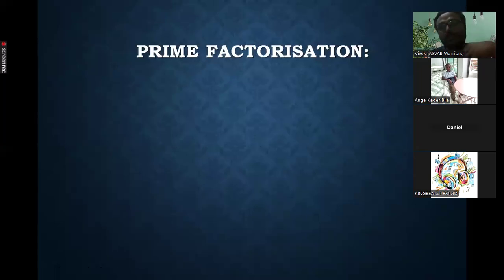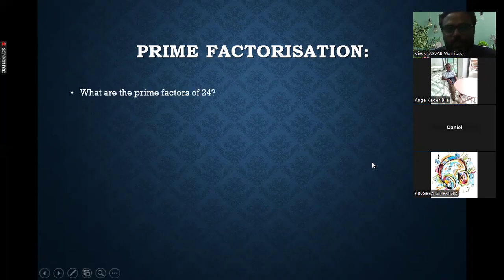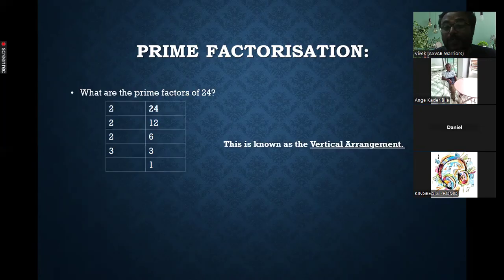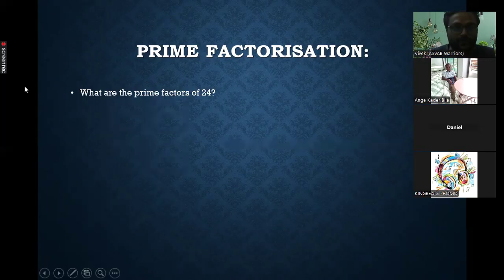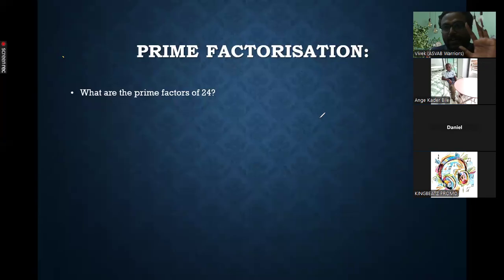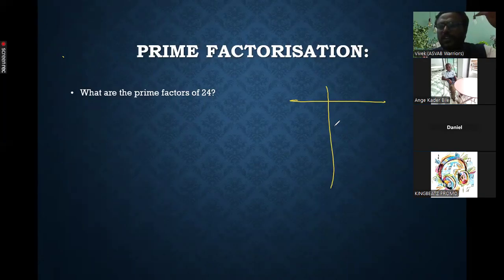Now we'll go on to some difficult topics, prime factorization. What are the prime factors of 24? Let me tell you how we solve prime factorization. There are some direct questions asked in the sample question papers of ASVAB. They will say, what is the prime factorization of 1000? What is the prime factorization of 1225? They might give you any number. Here I'm going to take an easy number and solve it for you. I'll solve two questions, then you solve the remaining questions.